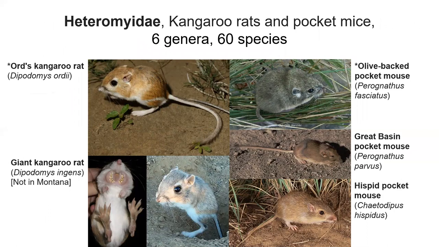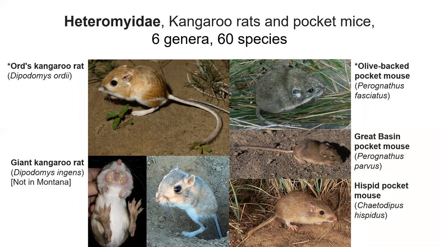Besides the kangaroo rats, we have a few other species, the pocket mice on the right side. Of these, we're only learning the olive-backed pocket mouse, Perognathus fasciatus. So on this slide, Heteromyidae, we need to know Perognathus fasciatus, and then Dipodomys ordii, the Ord's kangaroo rat, found in eastern Montana. There are other species of kangaroo rats found in the Southwest. The giant kangaroo rat is found in California and is the largest of them. But we don't need to know other kangaroo rats, just Dipodomys ordii.